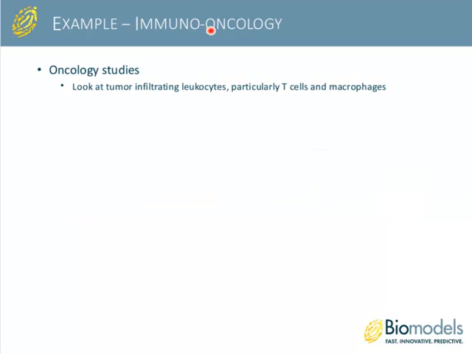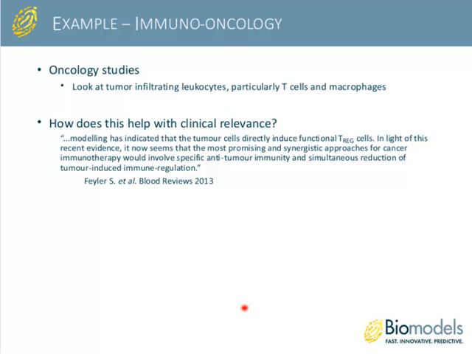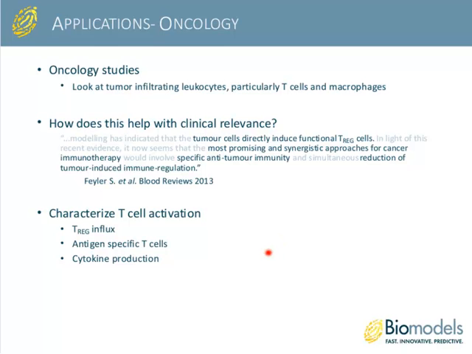At this point, I just want to talk a little bit about an example in our oncology studies. I'm not going to cover oncology in great detail because that's for another webinar, but the field of immuno-oncology is very popular right now. I found this quote from a review, and it's talking about how the tumor is able to directly induce functional Tregs to try to suppress anti-tumor immunity, so that if you want a good strategy for fighting the tumor, you've got to induce specific anti-tumor immunity, but you've also got to reduce the tumor-induced immune regulation.